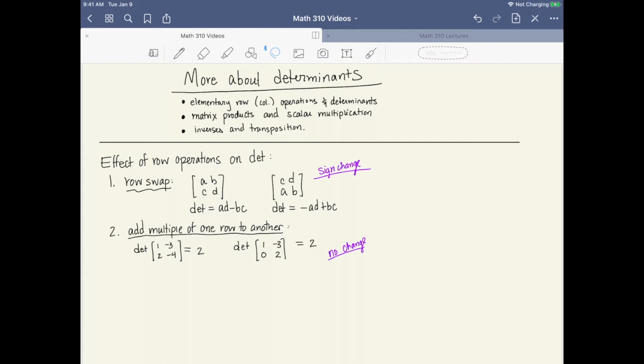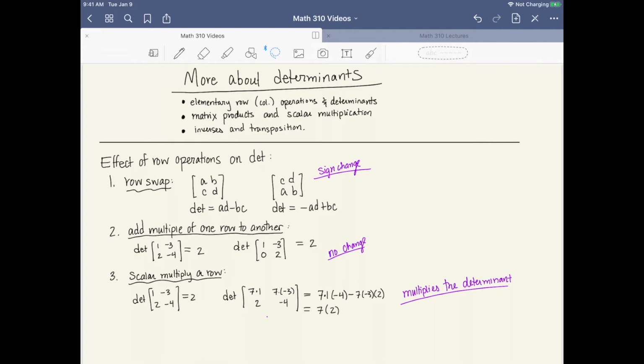Lastly, let's look at what happens when you scalar multiply a row. This is the row operation that has the most dramatic effect. When you scalar multiply a particular row, it also multiplies the determinant. Let's use the same matrix as our example. And now let's see what happens when we scalar multiply the first row by 7. You can observe in the determinant calculation that that 7 will show up in both of the summands of AD minus BC. So the 7 is also going to be a factor of the entire determinant, 7 times 2.